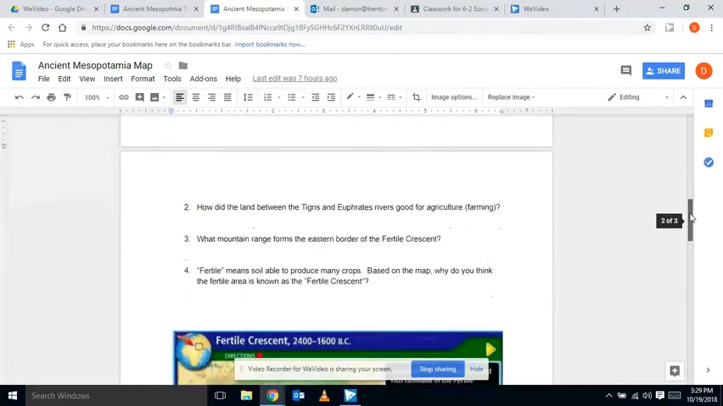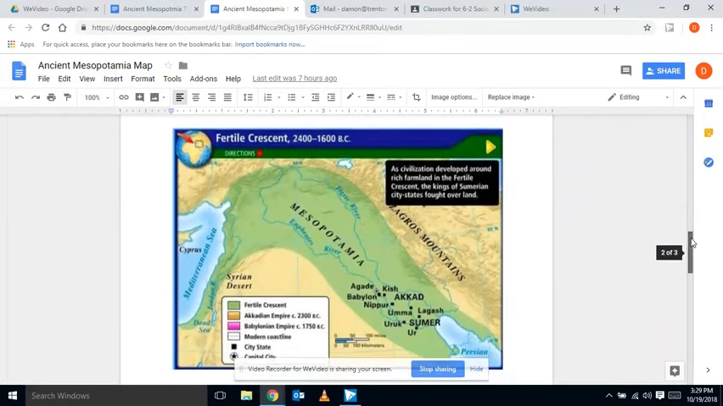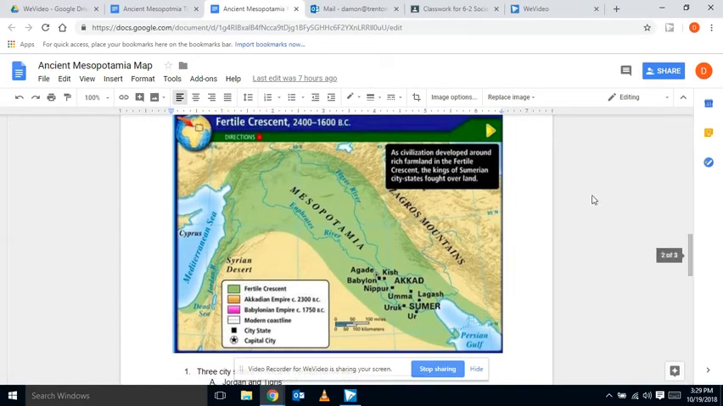The next map, again, I take a look at the title, and I also see Fertile Crescent. I also see that this one tells me the years, 2400 to 1600 BC. So this one tells me the time period that we're going to be looking at, in addition to that it's that same area that we saw in the above map.